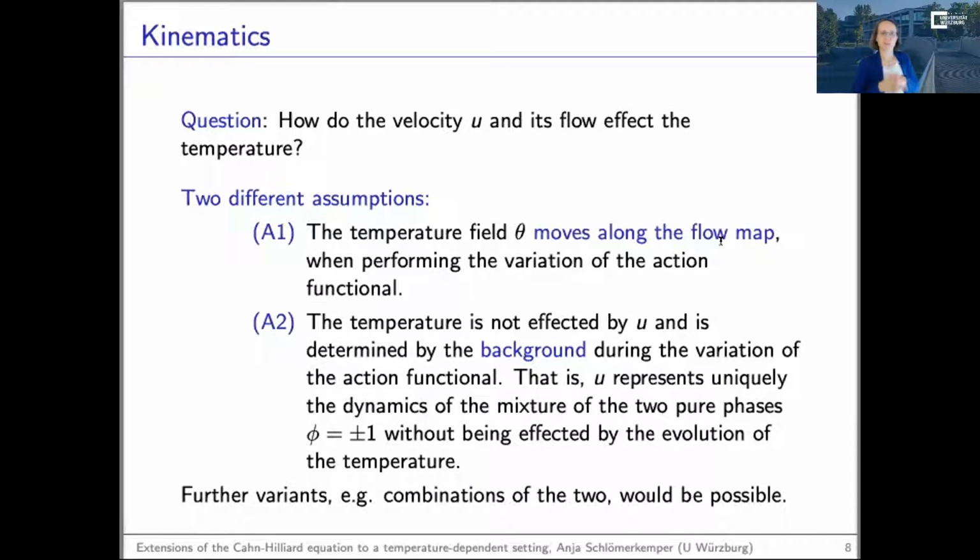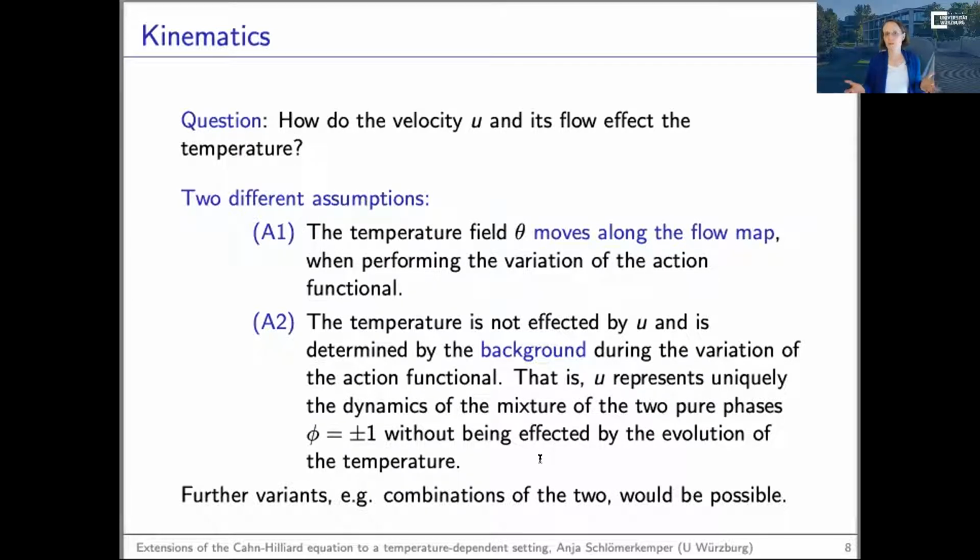In the second hypothesis, we say that the temperature is not affected by the velocity or the flow map. It's just like a background field. The temperature is given independent of what the flow of the material does. So u represents uniquely the dynamics of the mixture of the two phases, phi in plus and minus 1. There's no effect on the evolution of the temperature. This is the second assumption.